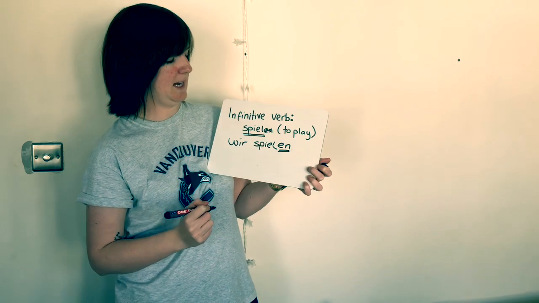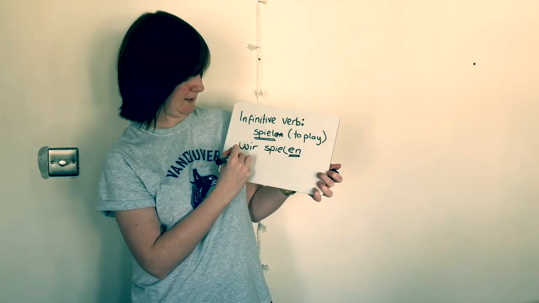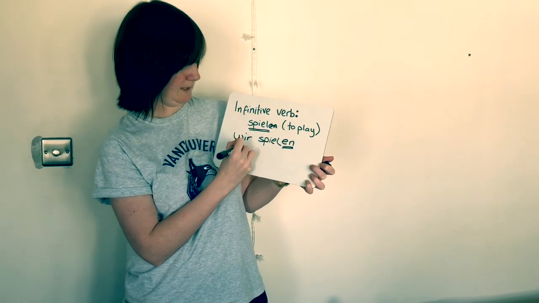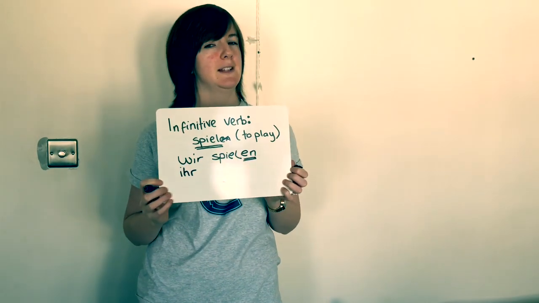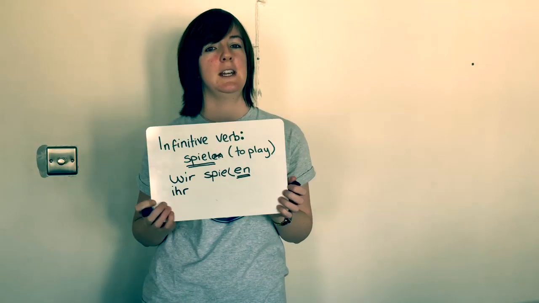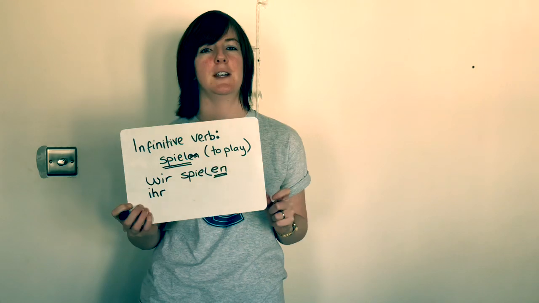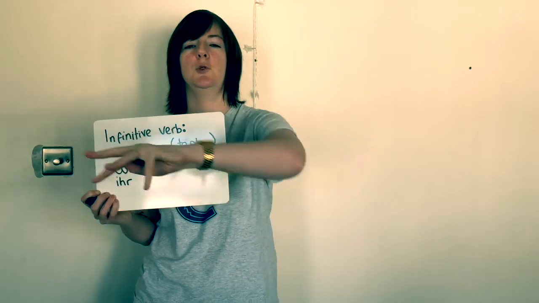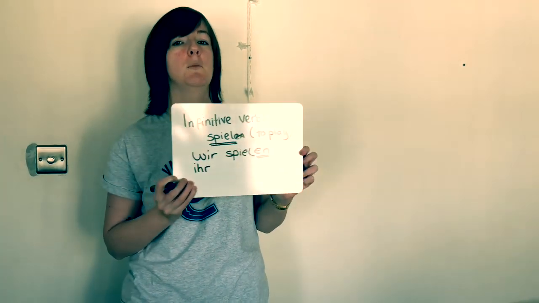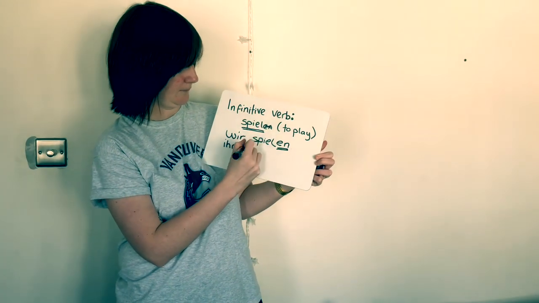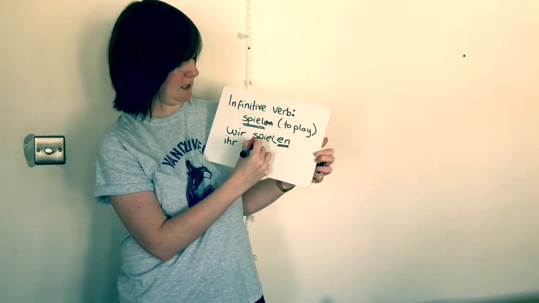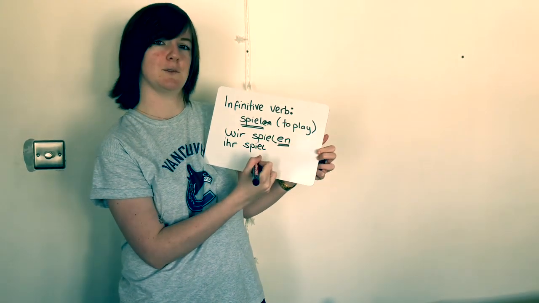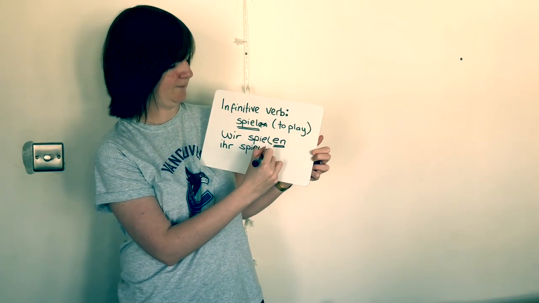Okay, and now we're going to try ihr. Ihr also means you, but it's slightly different to the du form. Du is one person, I'm just talking to my one friend, like you. But ihr is probably what your teacher says to you, like you guys, all of you. So you, plural. Ihr, then we've got our stem, spiel, and then we've got our ending, t.